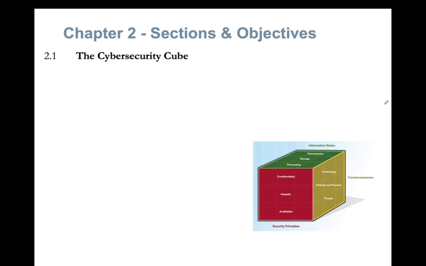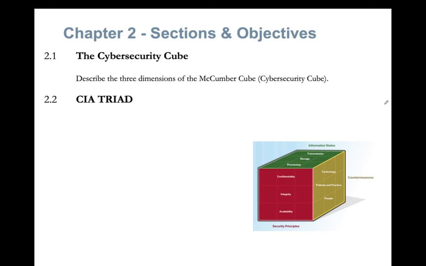The first dimension of the cybersecurity cube includes the three principles of information security: confidentiality, integrity, and availability. Cybersecurity professionals refer to the three principles as the CIA triad.